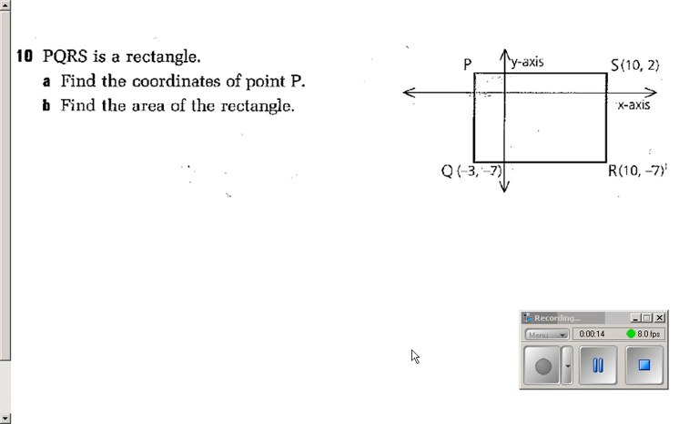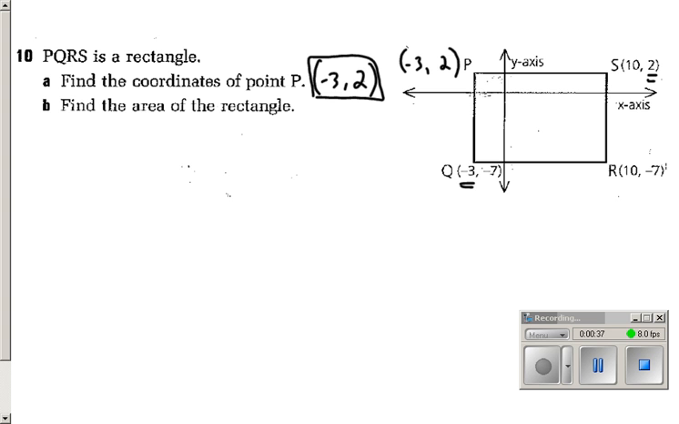Well, point P right here is even horizontally with point Q. So its x value is going to be -3, just like point Q. And if you think about that, it kind of makes sense. Also, it's even vertically with point S. So its y value is going to be 2, just like point S is. So you get its x value from point Q and the y value from point S. The point P is at (-3, 2).